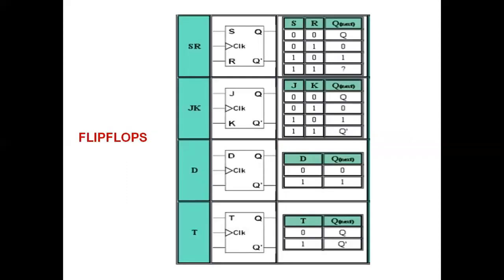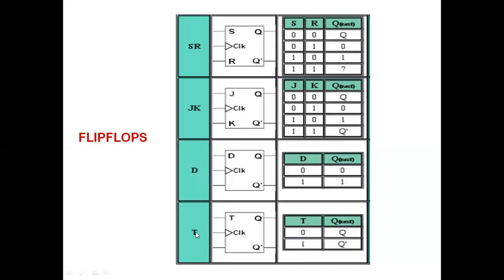Now we'll see. We have several flip-flops: SR flip-flop, JK flip-flop, D flip-flop, T flip-flop. On the right side we have the logic symbol of SR flip-flop. This is S input, R input with some clock, and outputs are Q and Q bar. This is normal output, this is complementary output. And the next one, JK flip-flop. JK inputs, Q and Q bar are the outputs.